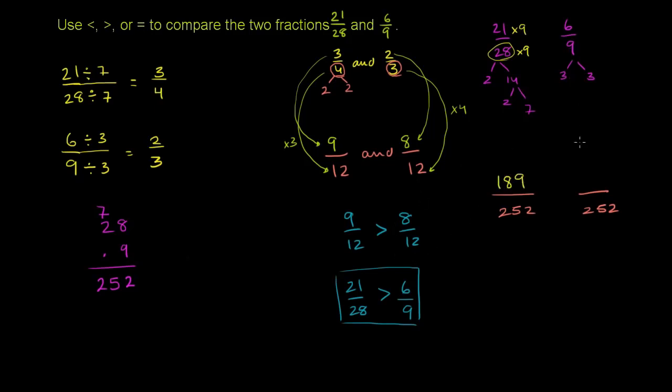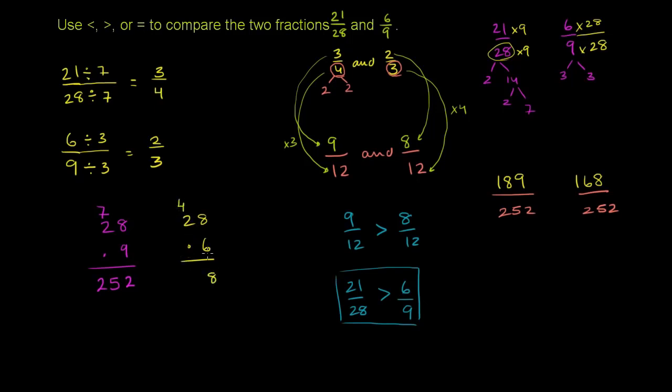To go from 9 to 252, we had to multiply by 28. So we also have to multiply the numerator by 28 if we don't want to change the value of the fraction. So 6 times 28: 6 times 20 is 120, and 6 times 8 is 48, so we get 168. Let me write that out just to make sure I didn't make a mistake. So 28 times 6 is 8 times 6, and 8 times 6 is 48.